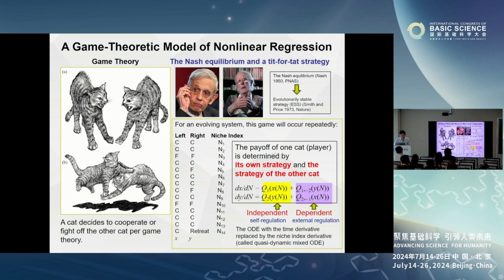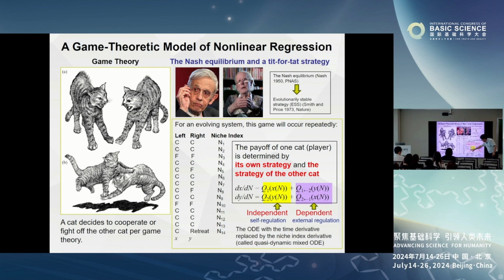Next, I just briefly describe how we can incorporate evolutionary game theory into the model to construct a couple of ordinary differential equations like this. Each variable plays like a player in a game, and the payoff of each variable can be divided into the payoff due to its own strategy, and a payoff due to the influence from other players. So you can see these two components.